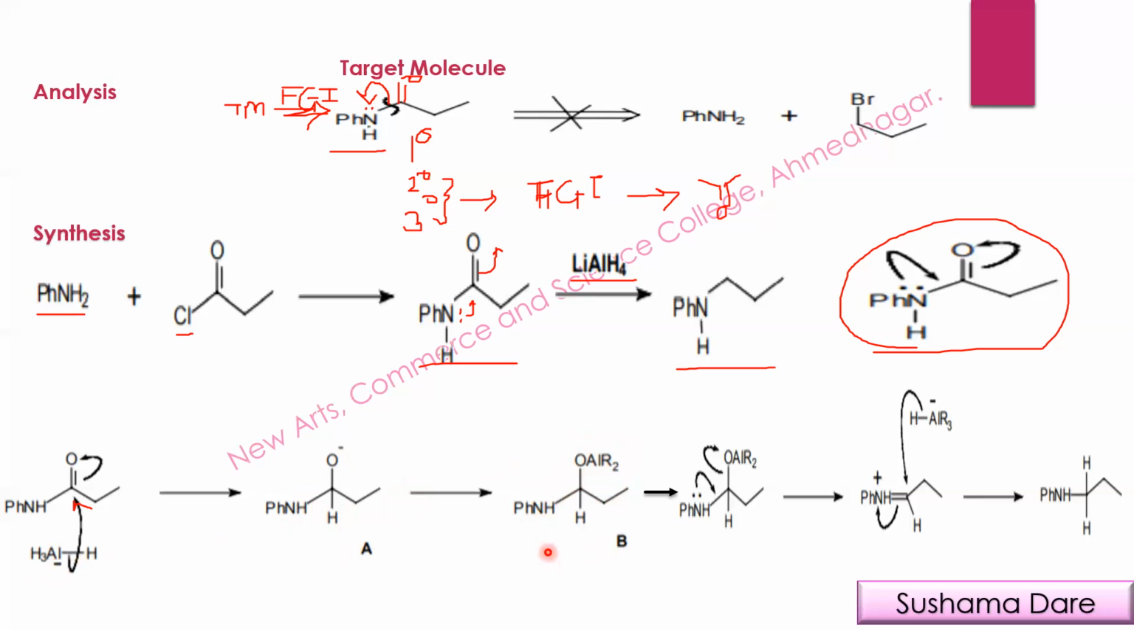Now in the next step, the nitrogen electron pair forms a double bond here, so that the OAlR2 group departs. And at the end, one more hydride can attack here and neutralize the charge on nitrogen. In that way, the carbonyl group is reduced to a CH2 group. So LiAlH4 can be used for the conversion of carbonyl to CH2.